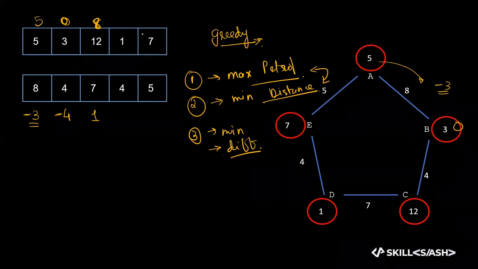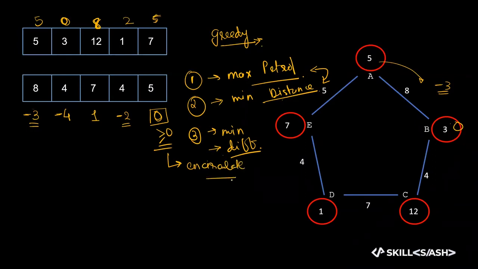And when I go to the next station, 1, I'll have 1 plus 1, 2 liters of petrol. Now 2 minus 4, which is -2. So when I reach this station, I have -2 liters of petrol. And when I reach E, I'll have +7. So 7 minus 2, 5 liters of petrol. And 5 minus 5, 0. So if I do this, and at the end the remaining petrol is greater than or equal to 0, that means I can encircle the path. That is for sure. That was the theory that we kept over here also.